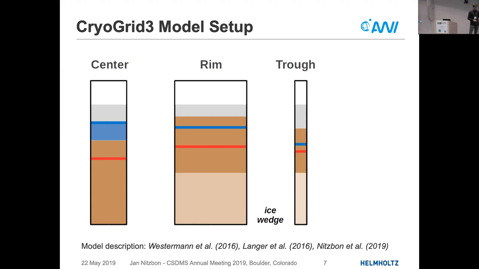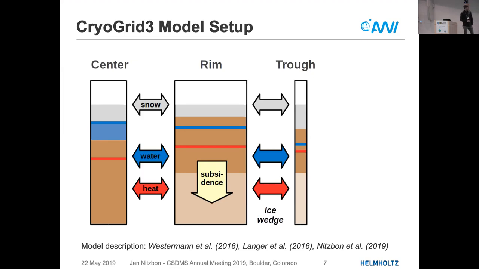In this model, an excess ice scheme is implemented. As soon as the thawing front goes into these ice-rich layers, it leads to subsidence of the ground and a change in microtopography. What we also implemented is lateral processes between these landscape tiles, especially lateral transfer of snow and water according to the microtopography of the terrain, which is a very important factor.